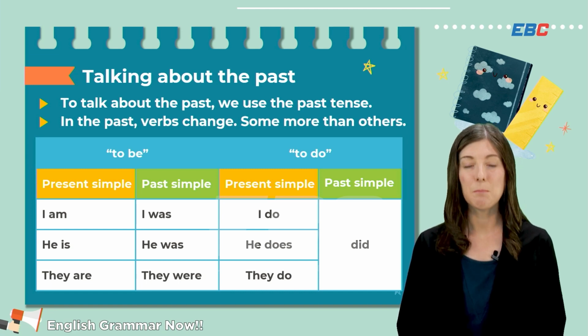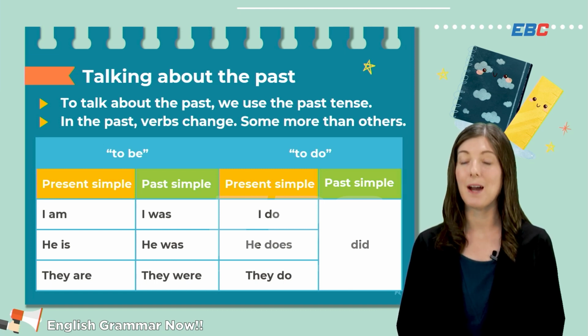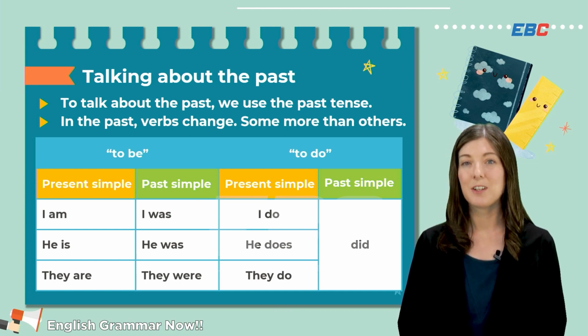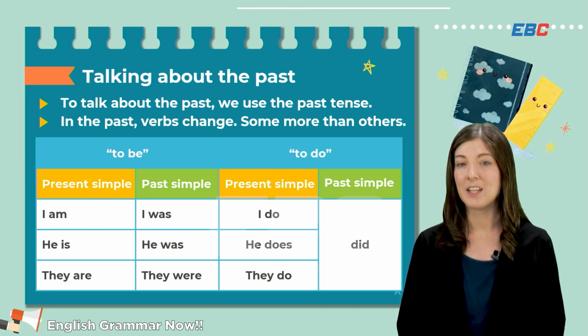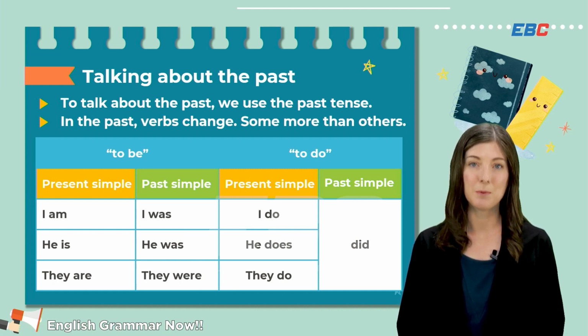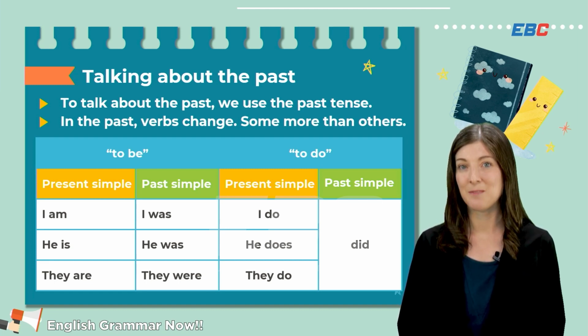In the present simple, we say, I am, he is, they are. When we change it into the past, the to be verb becomes, I was, he was, they were. Another verb we can look at is to do. In the present, we say, I do, he does, they do. In the past simple, there's only one form of to do. I did, he did, they did.